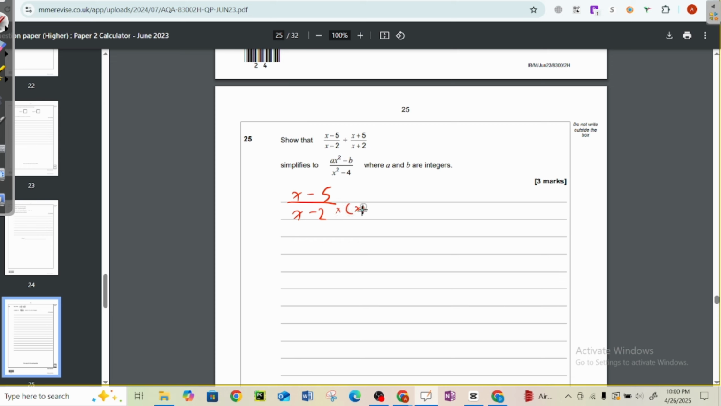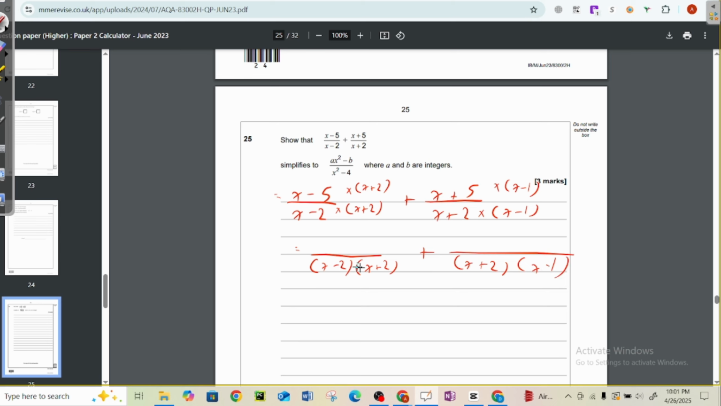that's going to be times (x plus 2) over (x plus 2), plus (x plus 5)/(x plus 2), and now you multiply this fraction by (x minus 2) over (x minus 2). Now when you do this, the denominator for this one is going to be (x minus 2)(x plus 2). We're not going to open it up, we're going to keep it as it is. Same thing here, (x plus 2)(x minus 2). We're going to get the same denominator here.